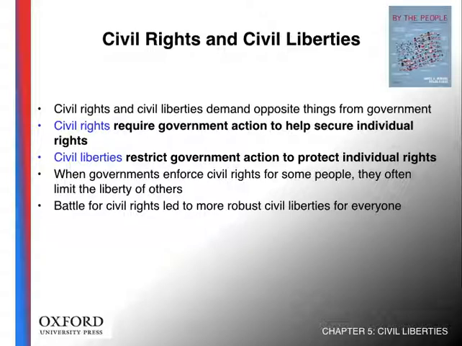When governments enforce civil rights for some people, they often limit the liberty of others. So, our battle for civil rights has led to more robust civil liberties for everyone. It's a difficult concept, but after reading the chapter and listening to this lecture and the next one, hopefully you'll have a little better understanding.